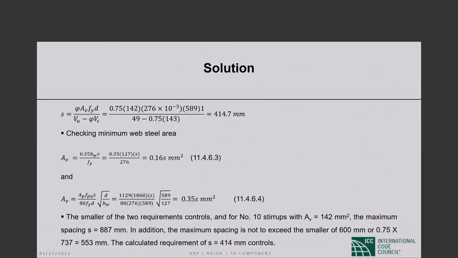Then I use the stirrup spacing equation. I use a phi factor of 0.75, not 0.9, because I'm designing for shear according to ACI, and everything else is given. I found a spacing of 414.7 millimeter from the strength equation. Then I went down and checked the minimum web steel, as I mentioned before. This is the second equation in terms of S, the unknown spacing.